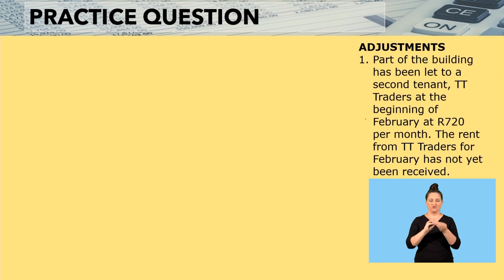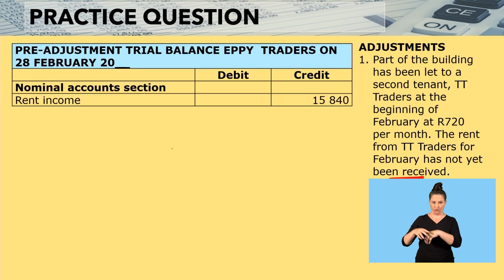Adjustment number 1 reads: part of the building has been let to a second tenant, TT Traders, at the beginning of February at $720 per month. The rent from TT Traders for February has not yet been received. That means we are dealing with accrued income. In the pre-adjustment trial balance, we have rent income, 15,840 on the credit side.